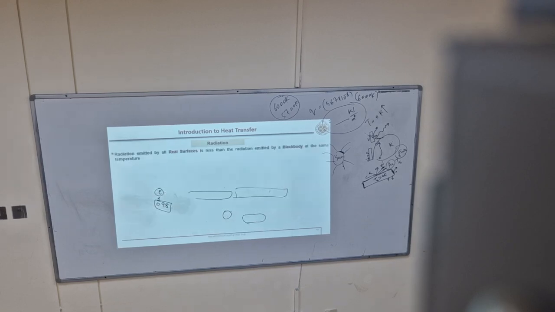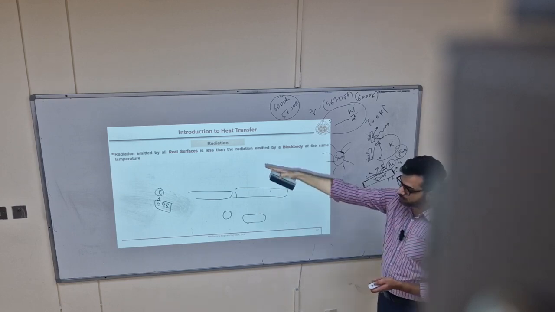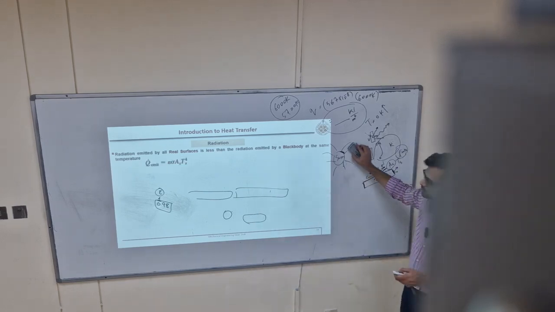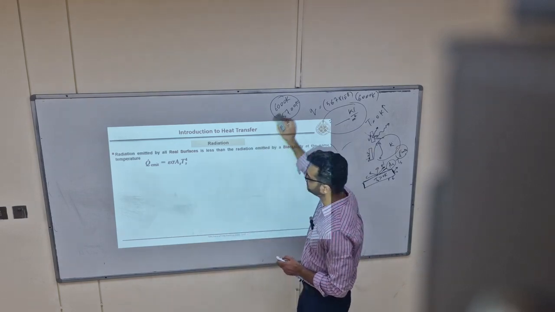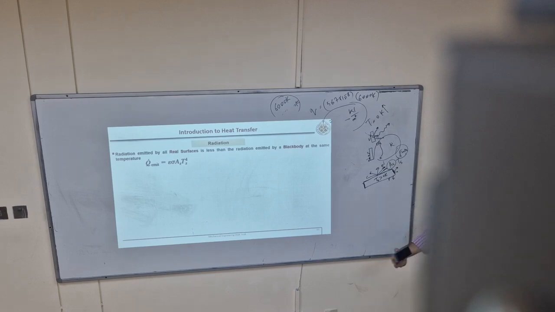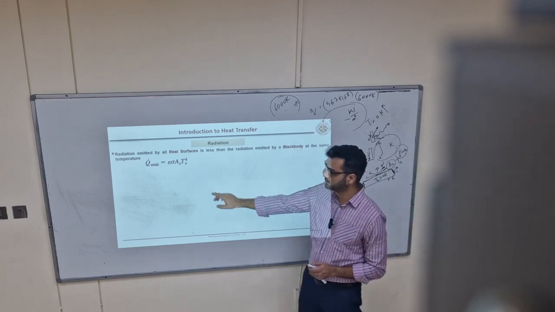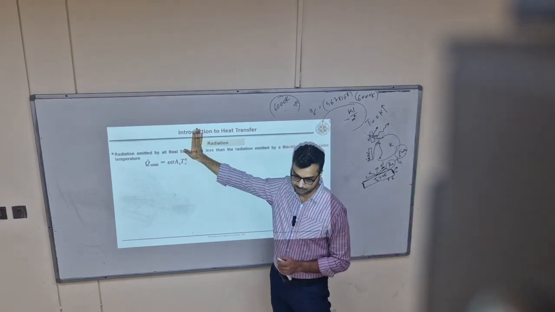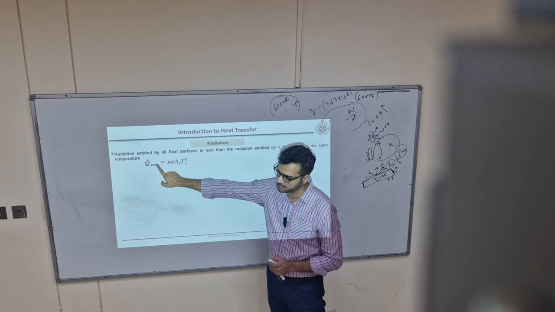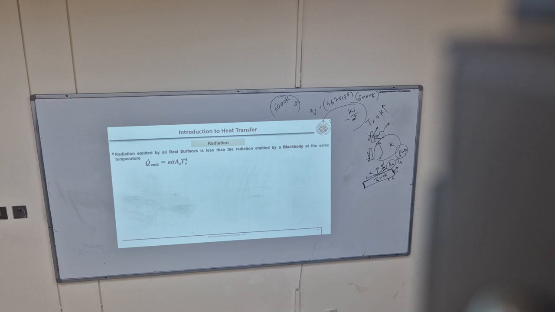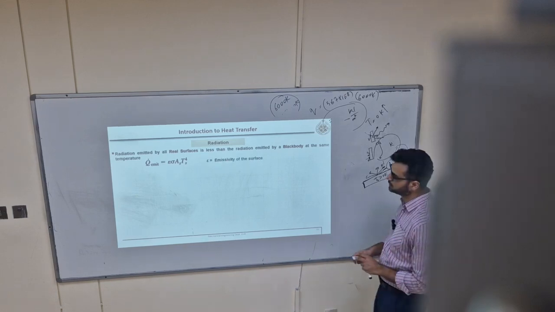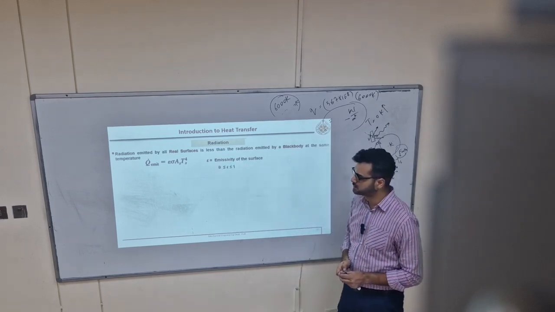Do we use epsilon here? Yes, for real bodies. For real surfaces, the equation should be written like this: the radiation emitted by a real body at a particular temperature, but it's not just T to the power 4. As the temperature increases, you can see the amount of radiation emitted will increase significantly. Here we define epsilon as the emissivity of the surface.